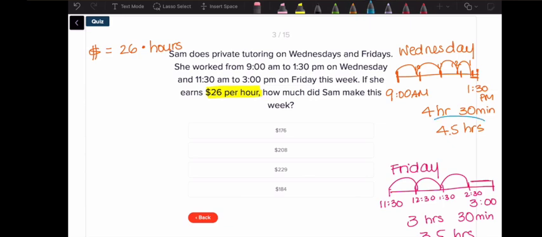So I'm going to take the hours she worked on Wednesday and add it to the hours that she worked on Friday. This is going to tell me the total number of hours she worked for the week. So I'm going to have 4.5 plus 3.5. That's going to be 0, carry the 1. That's going to be 8. So she worked a total of 8 hours that week.